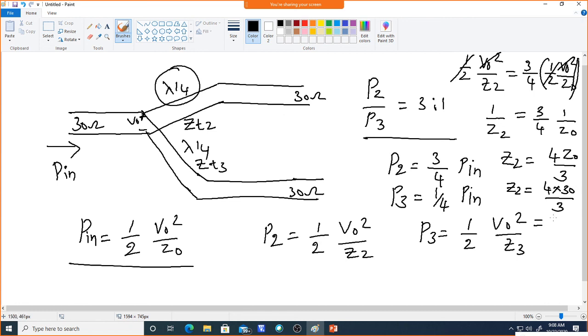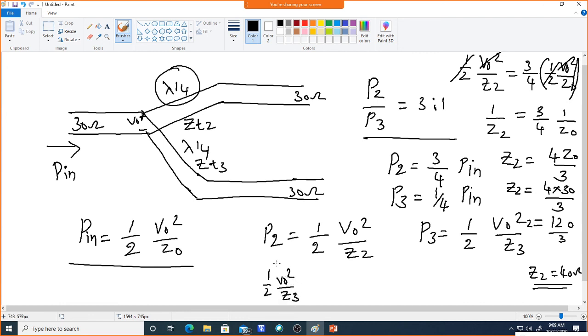So 4 into, so around 120 divided by 3. Okay, so what is the value of Z2? Z2 is equal to 40 ohm. Okay, so your Z2 will be equal to 40 ohm, and similarly you equate it to P3, so that is half into V naught square by Z3.